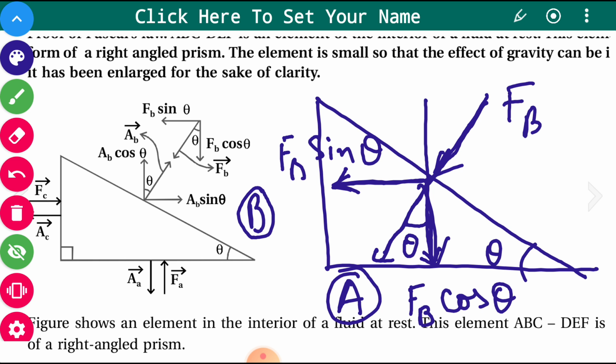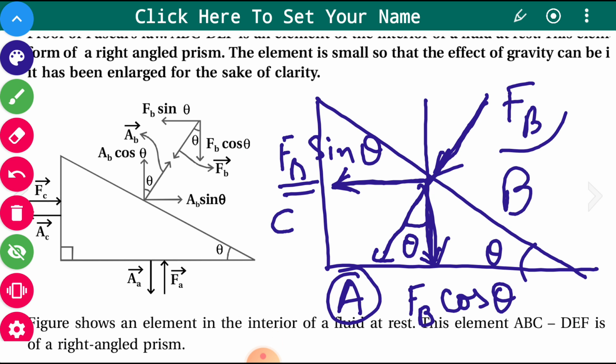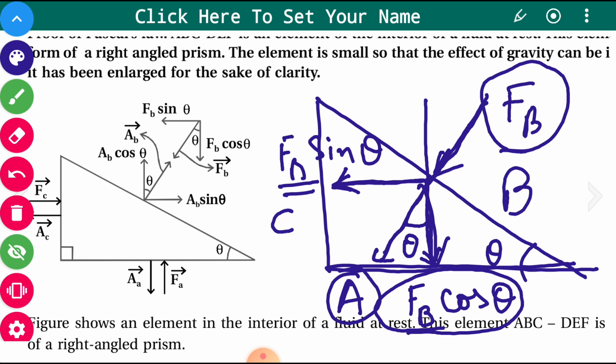surface C. This surface is surface C, and on surface C the force acting is FB sin theta. Try to understand. On surface B the force is FB. On surface A the force is FB cos theta, and on surface C the force is FB sin theta.